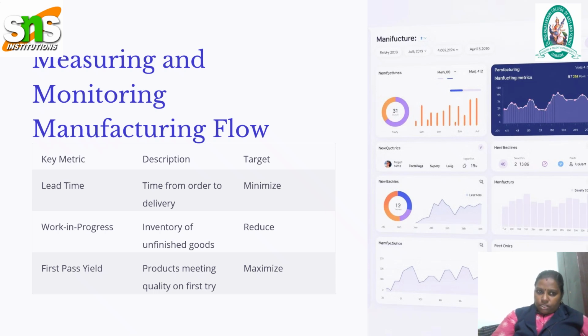Measuring and monitoring the flow system: lead time, from order to delivery; work in progress, inventory of unfinished goods, which should be reduced; and first pass yield, products meeting quality on the first try, which should be maximized. Minimize lead time and work in progress to reduce waste, and maximize first pass yield.